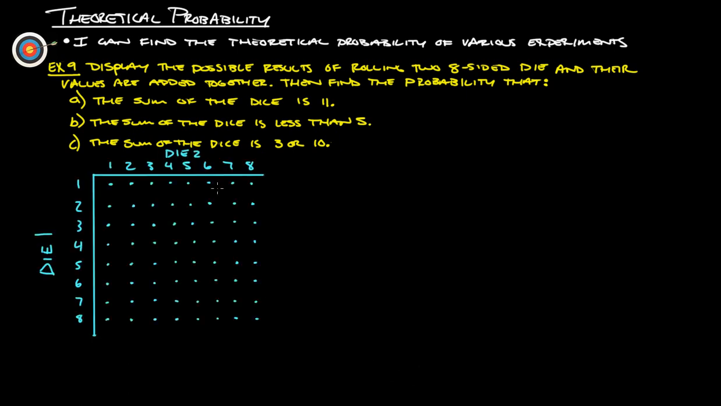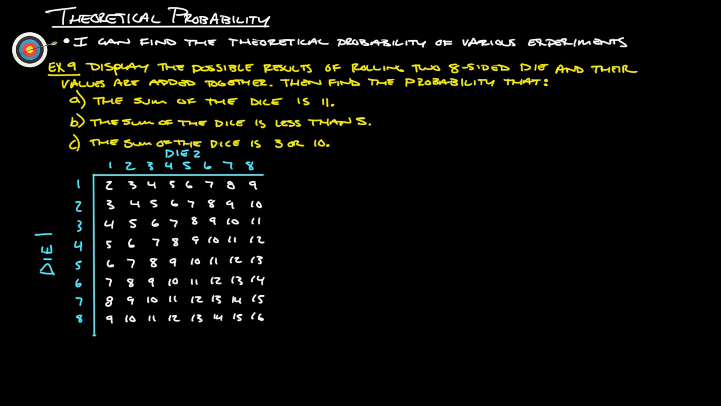Okay, so here's what the 2D grid would look like officially here. But something that's going to help us more than just making these dots here is it says rolling 2 8-sided die and their values are added together. So instead of putting these dots in here, I'm actually going to put the sums of each of these because we're going to add the 2 dice together. So let's go back and change that into all the sums. Okay, so this is what it looks like instead here.